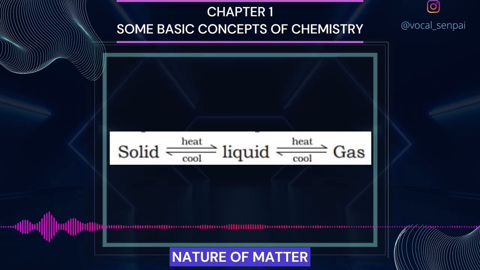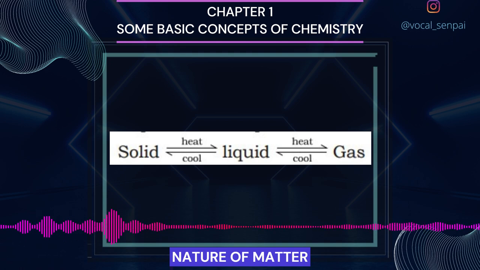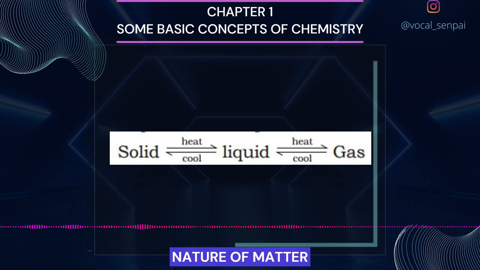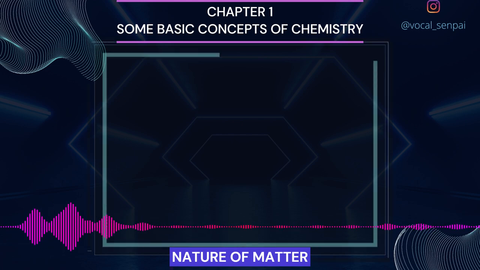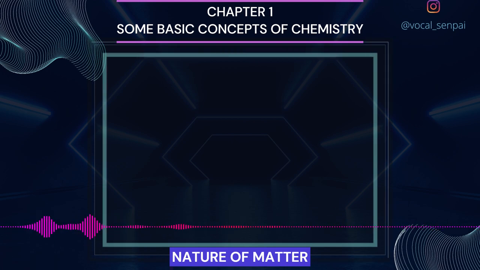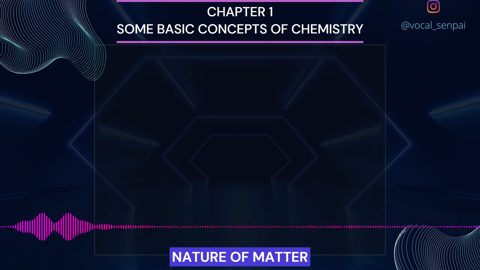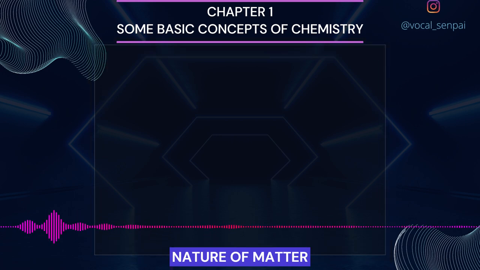These three states of matter are interconvertible by changing the conditions of temperature and pressure. On heating, a solid usually changes to a liquid, and the liquid on further heating changes to gas or vapor. In the reverse process, a gas on cooling liquefies to the liquid, and the liquid on further cooling freezes to the solid. Classification of matter.